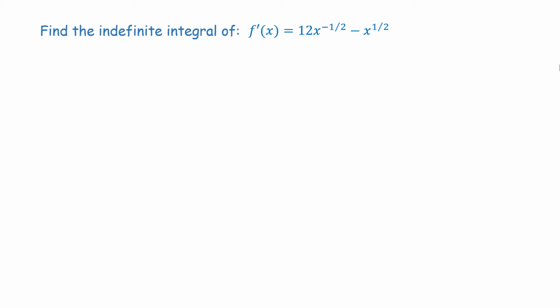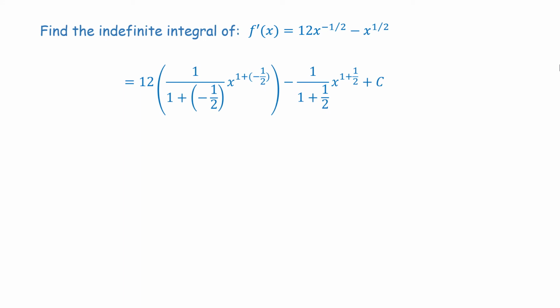While we've got fractions, we're still going to use the same power rule for antidifferentiation. Let's begin. It'll be 12, which is the constant, times 1 over 1 plus the power, which was negative 1/2, times x to the 1 plus the power, which is negative 1/2. Then we'll have minus 1 over 1 plus the power, which is positive 1/2, times x to the power 1 plus 1/2, and then remember the plus c.